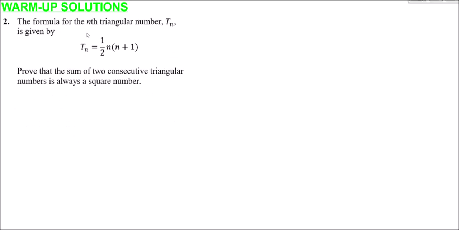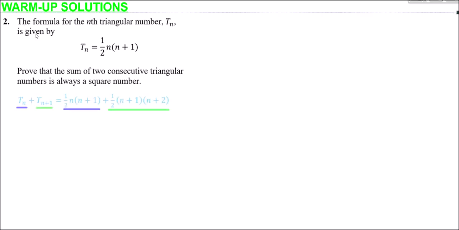Warm-up question 2. We have a formula for the nth triangular number, or sometimes just called triangle number, t subscript n. It's given by t subscript n equals a half multiplied by n, multiplied by n plus 1. So let's prove that the sum of 2 consecutive triangular numbers is always a square number. And for this, we're going to pick 2 valid algebraic representatives for 2 consecutive triangular numbers.